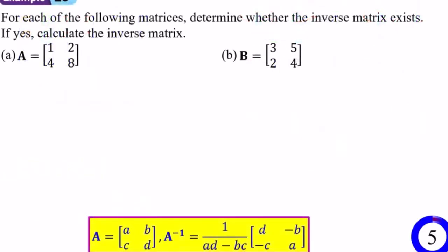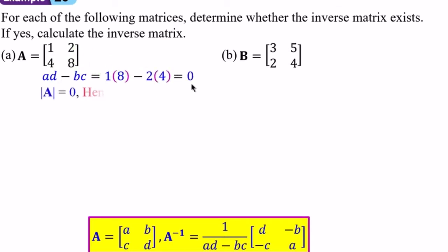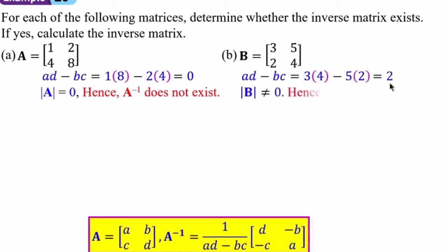Alright, so we are going to use this formula, 1 over AD minus BC. The A and D change their places, the B and C change their signs. First of all, we want to determine 1 times 8 minus 2 times 4. Notice that matrix A has determinant 0, so the inverse does not exist. For B, AD minus BC is 3 times 4 minus 5 times 2, which is equal to 2.